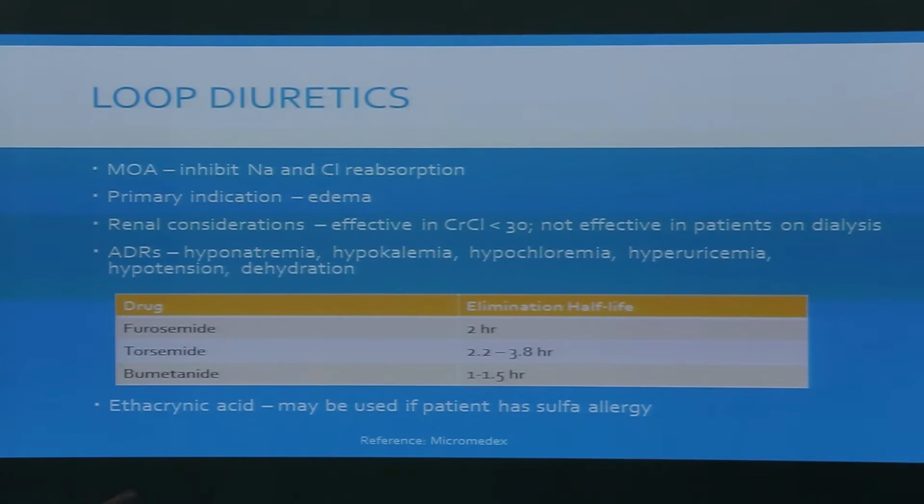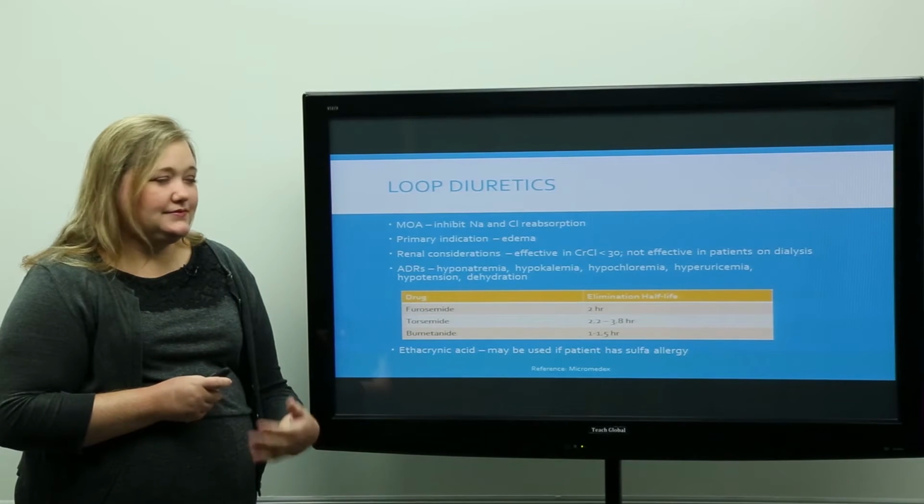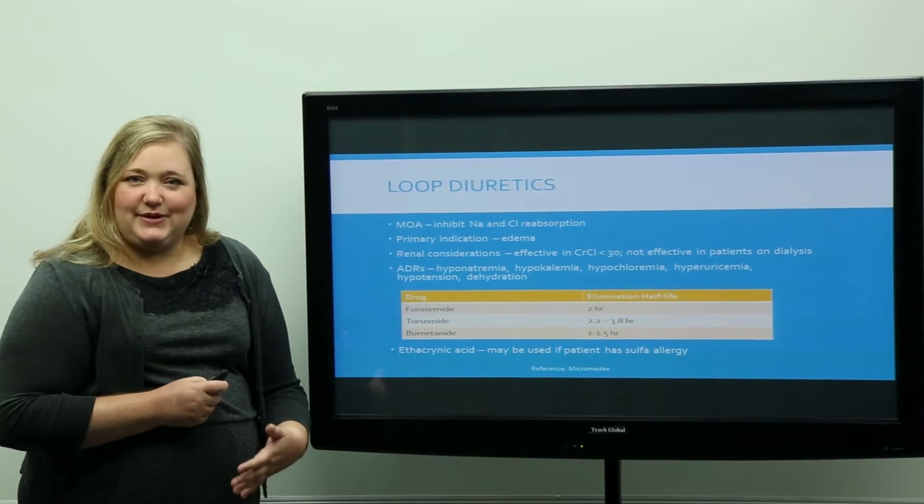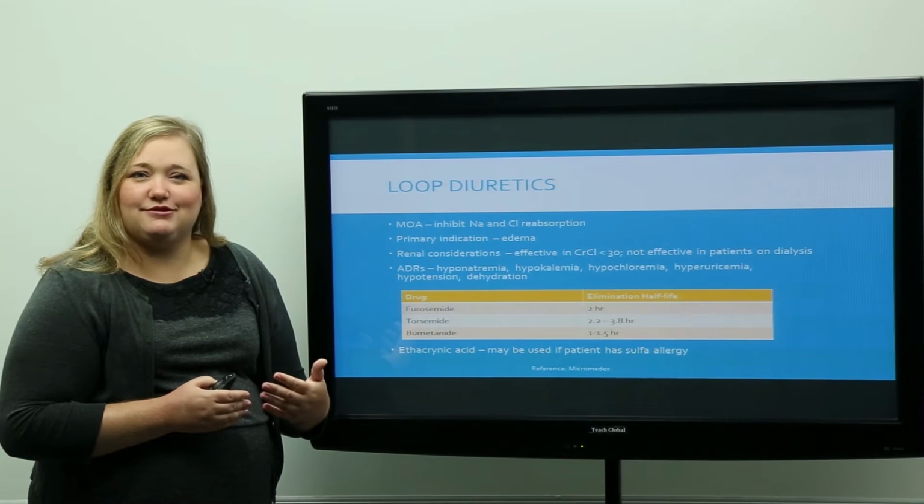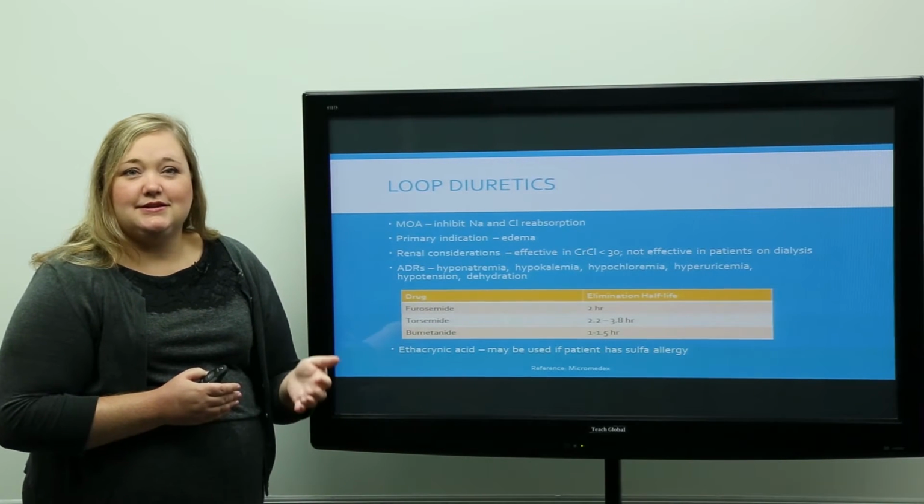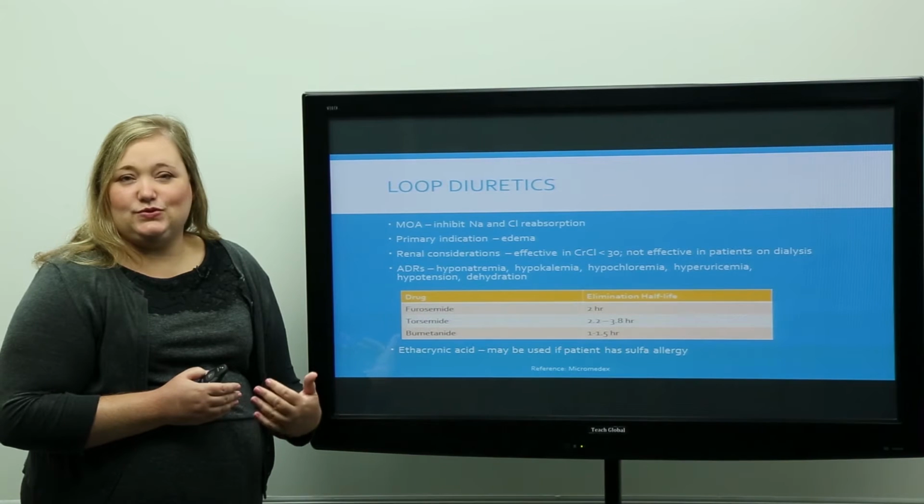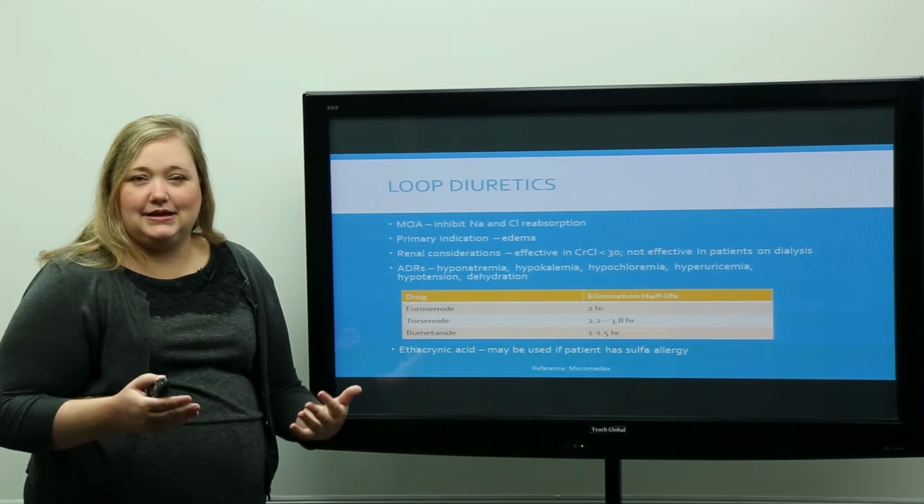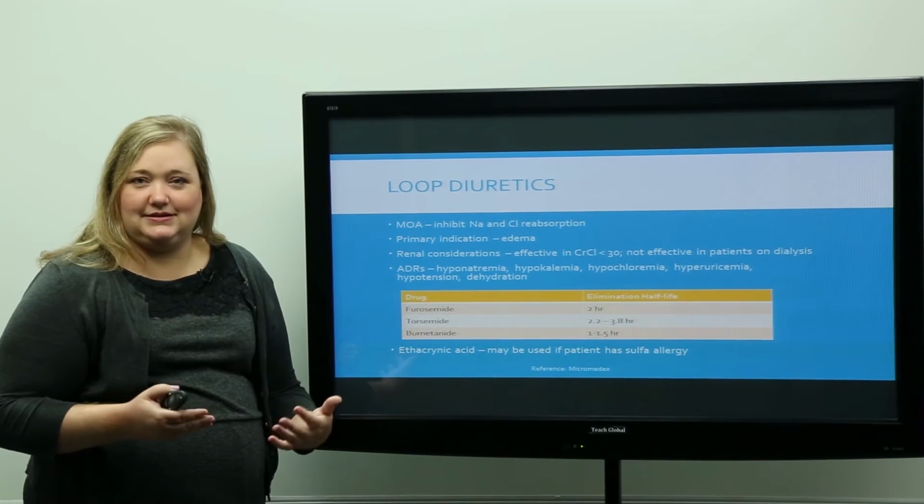When we talk about the other classes, you'll realize that we do have some that we have to consider stopping when the GFR or creatinine clearance drops. However, loop diuretics can continue to be used, and oftentimes we substitute a loop diuretic for one of the other diuretics once the creatinine clearance drops below a certain level. However, in your dialysis patient population, these agents are not going to be effective unless they have some residual kidney function.